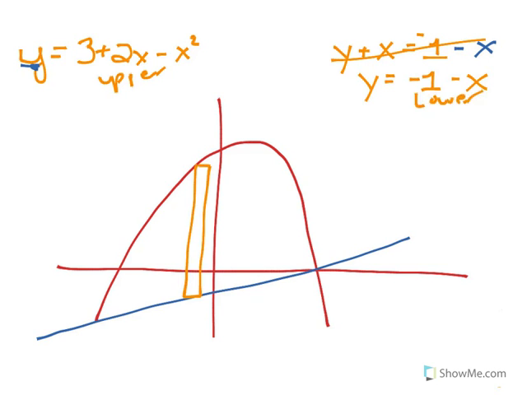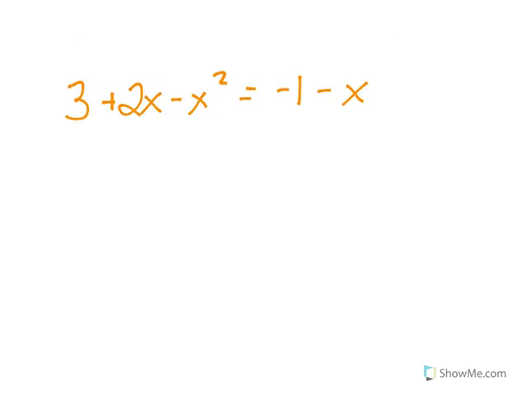And the question of where to start and where to finish are where these things intersect. So I could either graph it in my calculator and find those intersections graphically, or I can set the two equations equal to each other. Let's try that. So here's the equation set equal to each other.